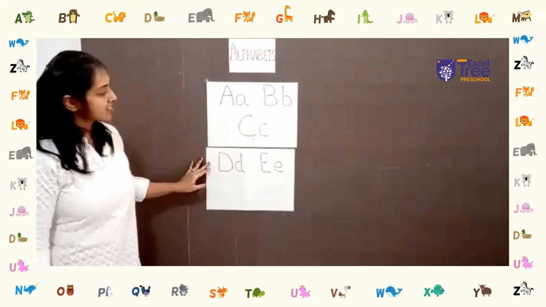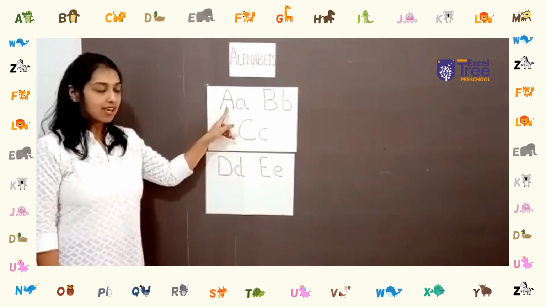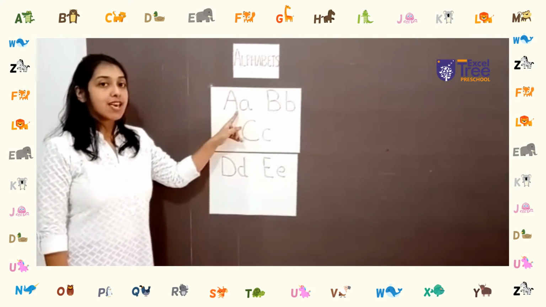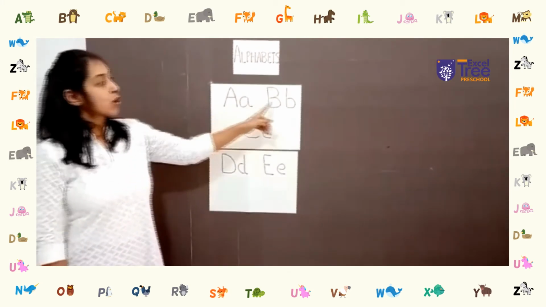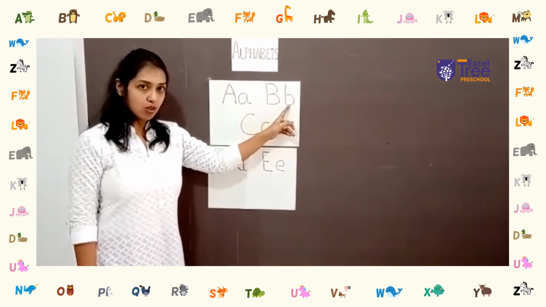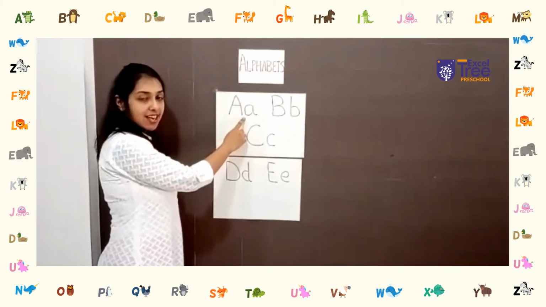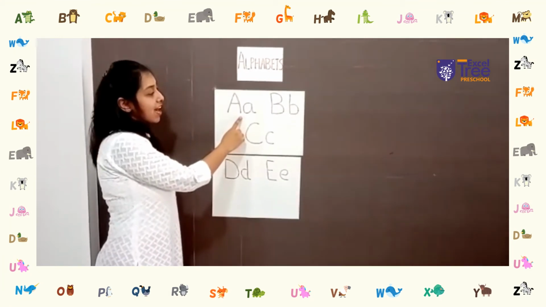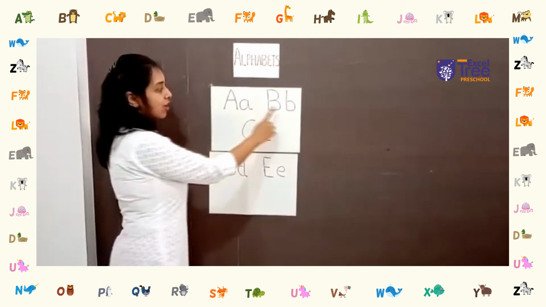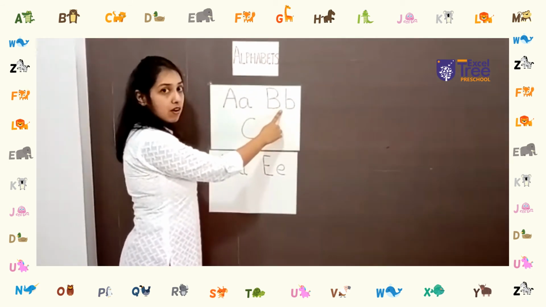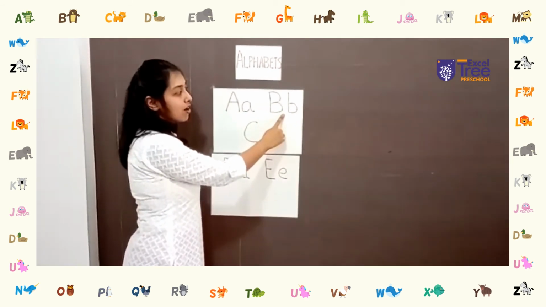So let's revise it again. Big A, small a, big B, small b. A as in apple, A as in ant, B as in ball, B as in bat.